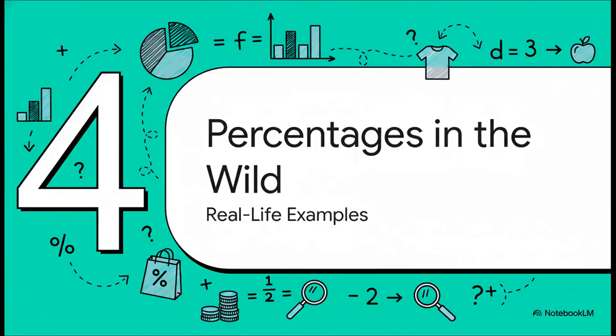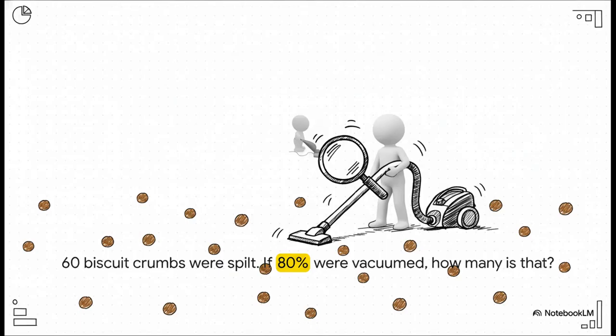All right, section 4, percentages in the wild. Look, theory's cool and all, but this stuff is meant to be used. So let's take what we've learned and see how it works in a real-life situation. Okay, remember those biscuit crumbs? Let's say you spilled 60 of them. Total mess. You grab the vacuum and manage to suck up 80% of them. The big question is, how many crumbs is that exactly?